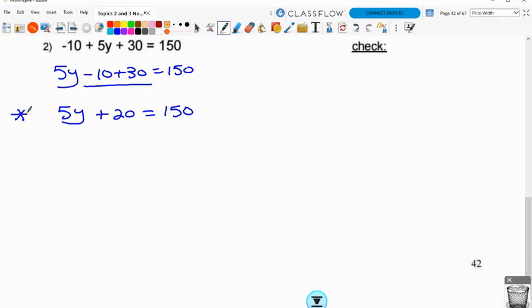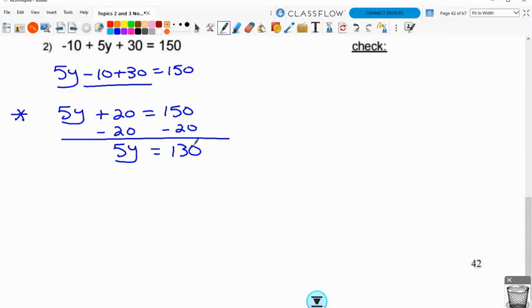So let's see if we can isolate the variable term 5y. There's a positive 20 that's on the same side as 5y. So I'm going to go ahead and subtract 20 on the left, and then I'm going to have to subtract 20 on the right as well to keep my equation balanced. On the left, 20 minus 20 is 0, leaving us with just 5y. And on the right, 150 minus 20 is 130. So now we have 5y equals 130.